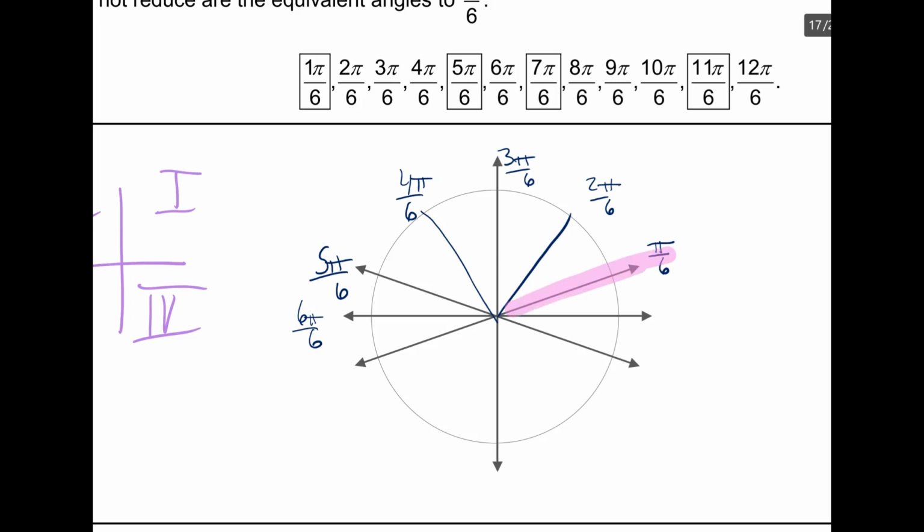So it's this angle, this angle. These are equivalent angles. We might not see it yet. No, I see it. What should I be labeling this angle right here? What would I label this? 7 pi over 6. And this is 11 pi over 6.